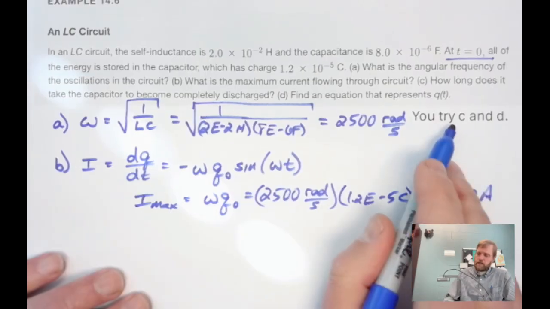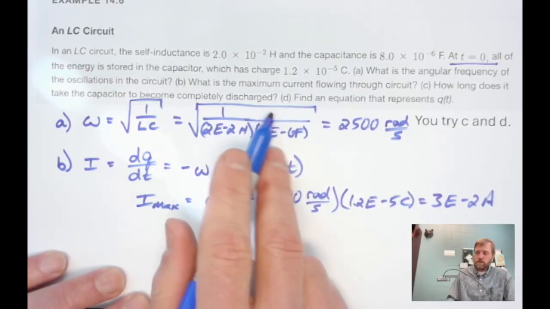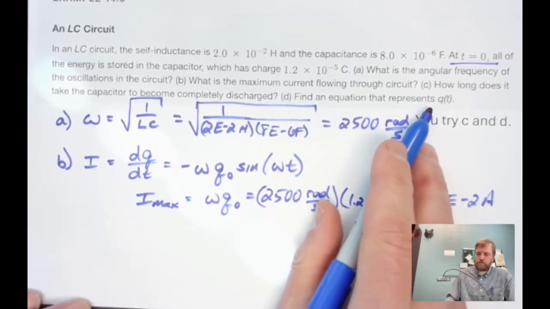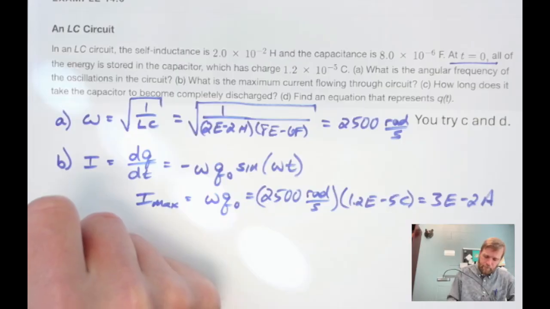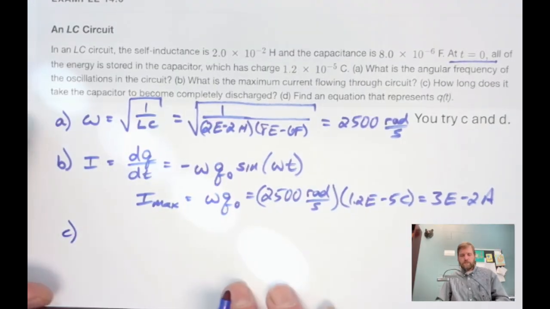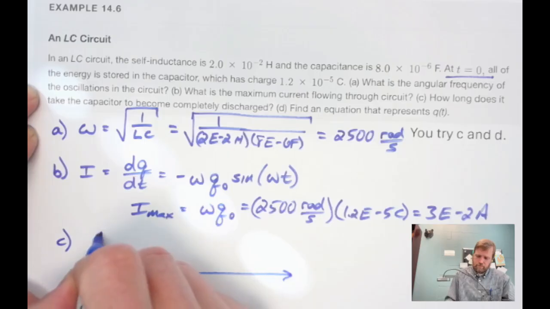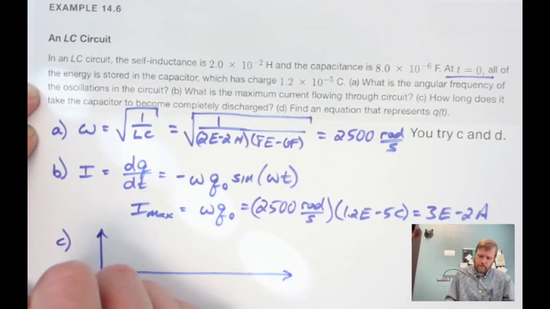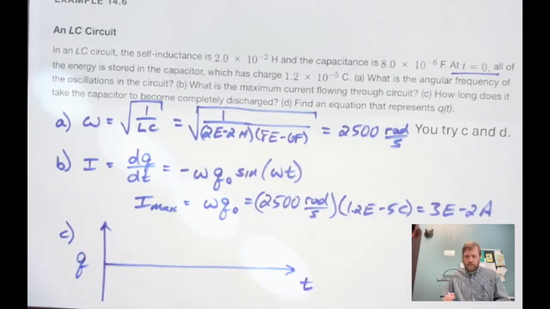All right, you guys try parts C and D. Part C, how long does it take the capacitor to become completely discharged? And D, find an equation that represents Q of t. For part C, I think it might be helpful to just sketch out a graph of what this looks like. If we were to graph the charge on the capacitor, Q, as a function of time, it's going to be a cosine function.